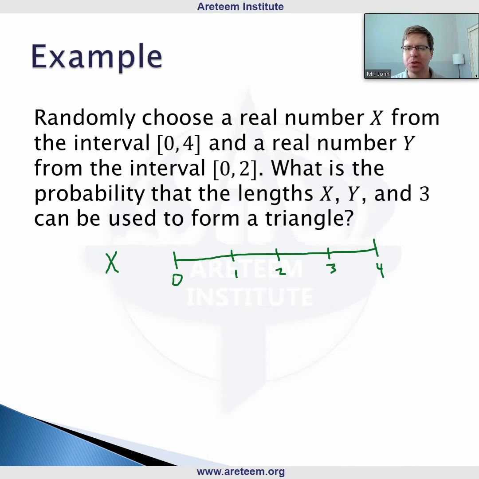Y is now chosen between 0 and 2. So we could also think of y as being an interval from 0 to 2 in this scenario. Now, we want to then talk about x and y. What is the probability that the lengths x, y, and the number 3 can be used to form a triangle?